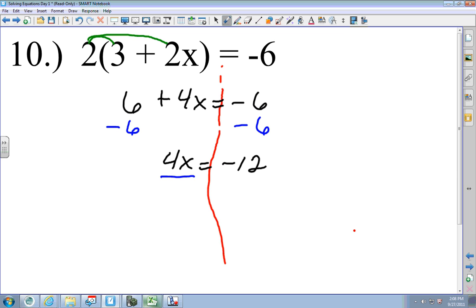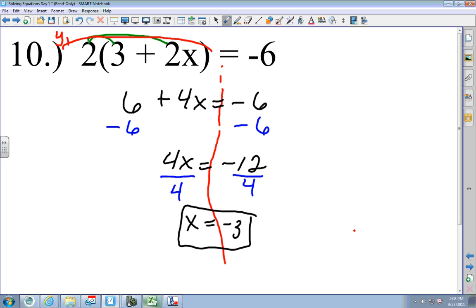I'm going to divide by the number that's in front of x. I'm going to divide by 4. And I get x equals negative 3. Again, we're going to check the exact same way. Put the left-hand side into y1, right-hand side into y2.